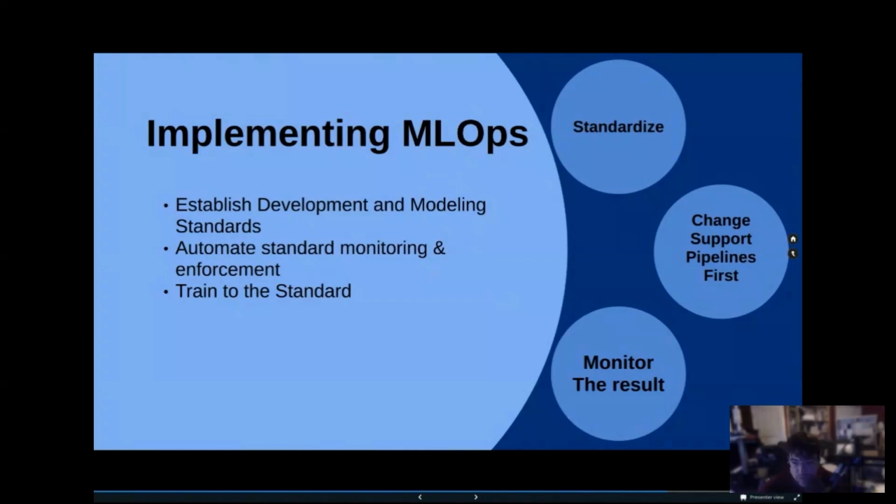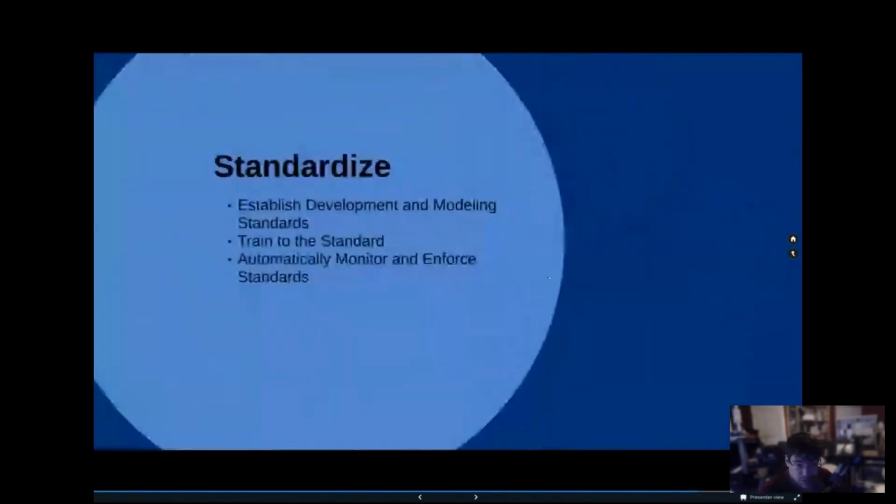And again, if there's demand, a talk can be had about how you just start off with MLOps, not what technology you choose, but how you plan a project around MLOps. So the first steps are to establish development and modeling standards. You need some form of standards for any sort of unified ops to work. You need to automate the standard enforcement, and then you need to train to that standard. Anybody who comes in needs to be trained to that standard, and that's what's over here.